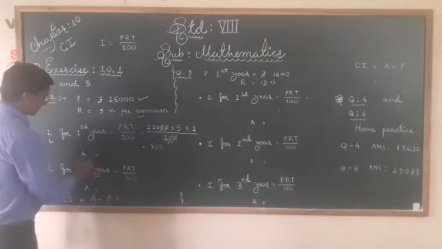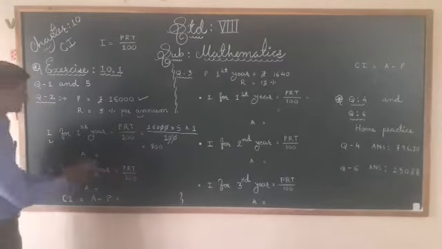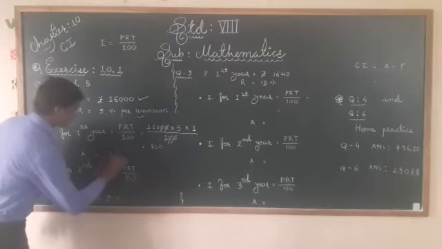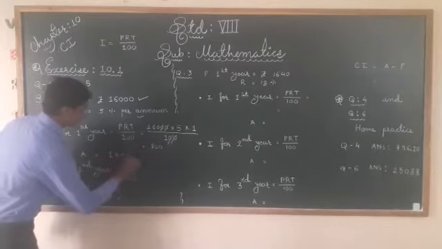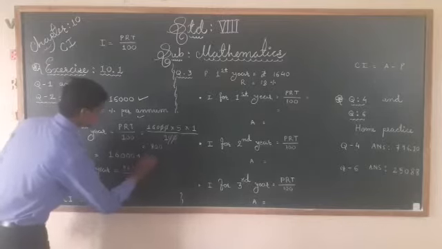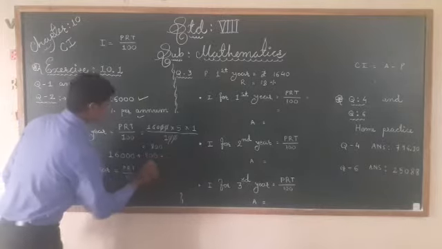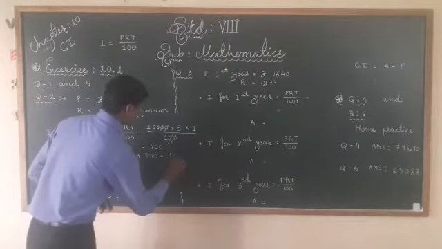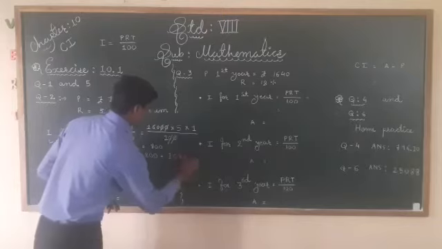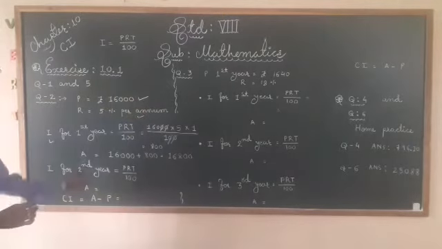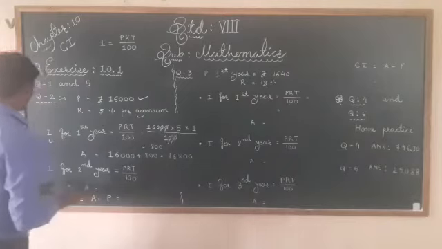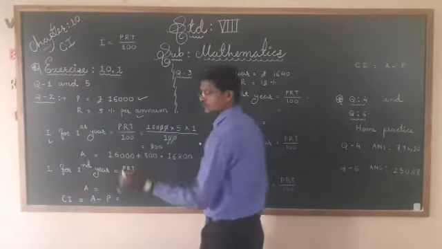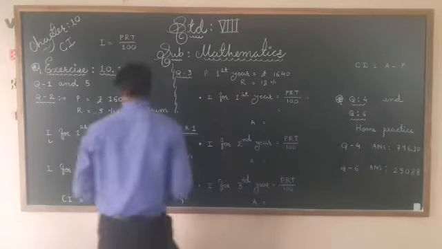So now what we'll do, the amount in the first year which is added. So in that, 16,000 plus 800, which is the interest in the first year. So it is 16,800. That is the total amount. Now the second year we have to find out, because it is mentioned in the textbook 2 years.